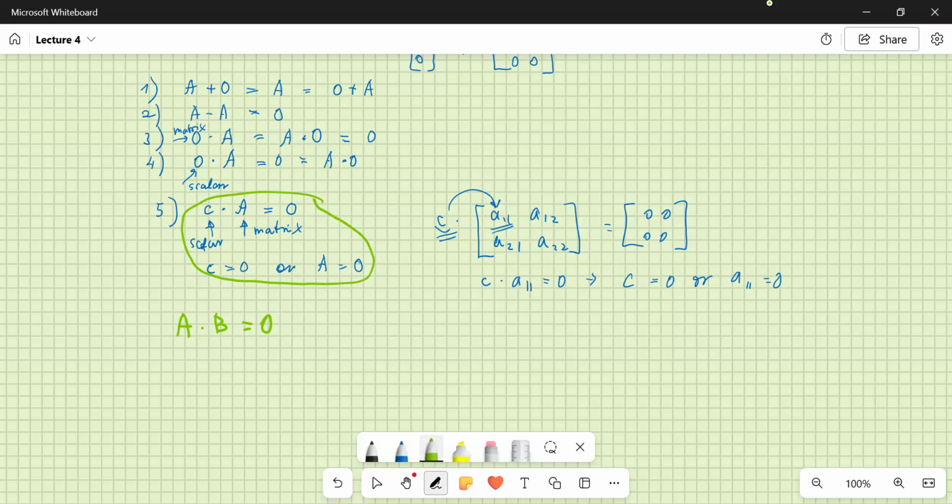It can't be just that matrix A is equal to 0 and is multiplied by an appropriate matrix C and gives 0. You can have non-zero matrices and still have 0 as a result.